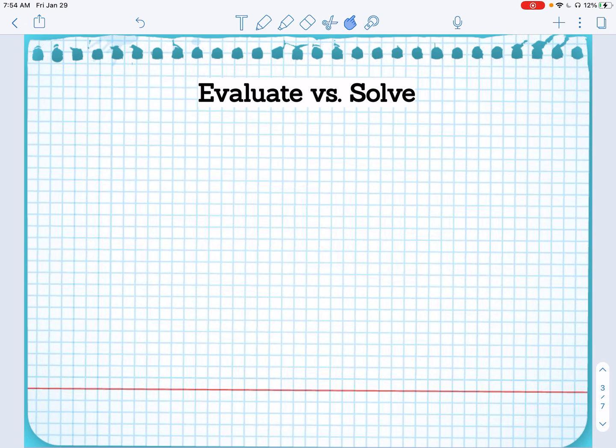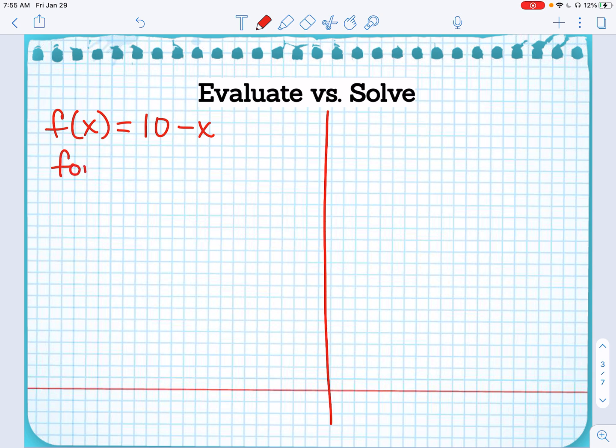So evaluate versus solving. These are two totally different verbs in algebra that oftentimes you'll hear kids use inappropriately. So evaluate means to find the value of a function for a given particular value. So for instance, you could evaluate f of x equals 10 minus x for x equals 2. You would just plug 2 in, and you would say, oh, when I evaluated for x equals 2, I got that f of 2 equals 8, the value of a function for a given value.